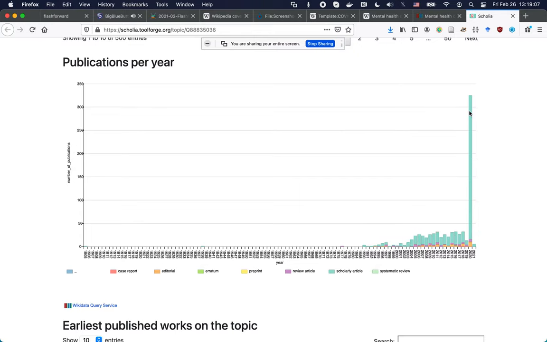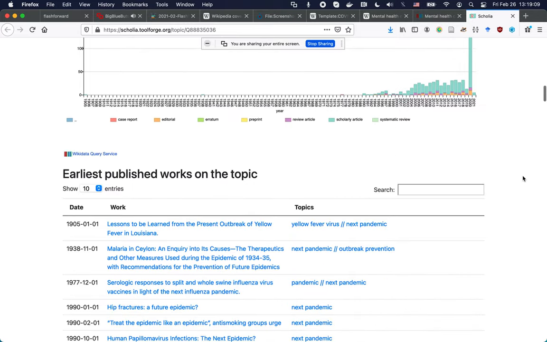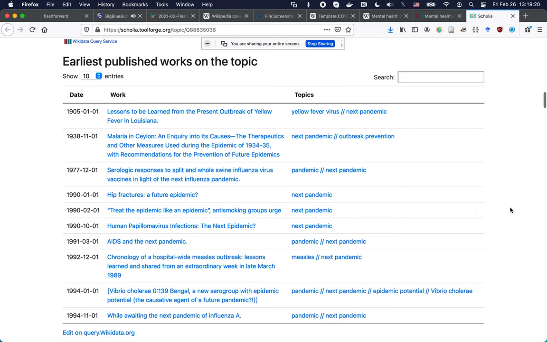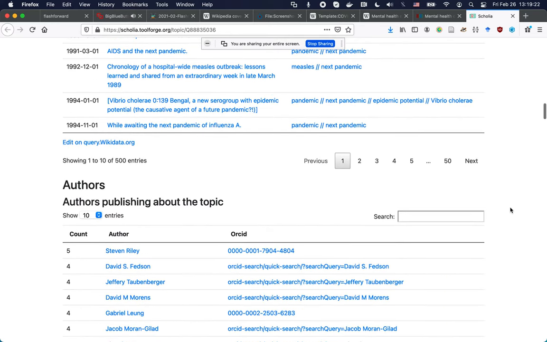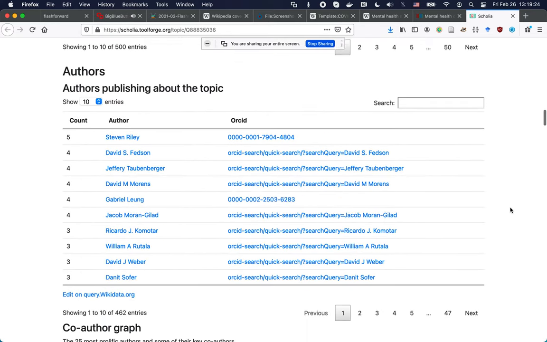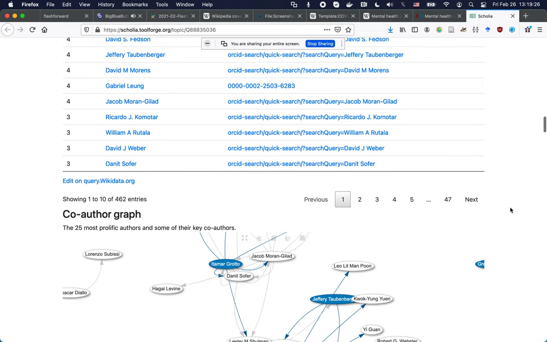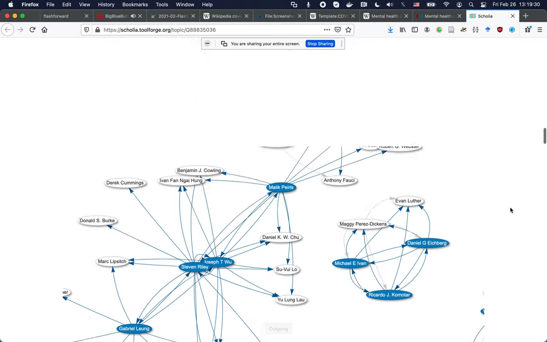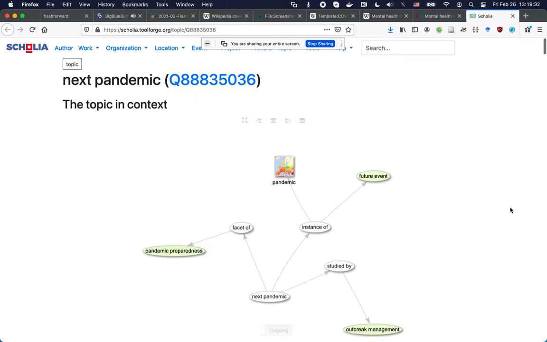But this one really kind of sticks out. So there's one example, lessons to be learned from the present outbreak of yellow fever in Louisiana, 1905. And yeah, we grouped this on the next pandemic because some of those lessons might actually still be relevant for whatever comes next. And yeah, so the same principle applies.